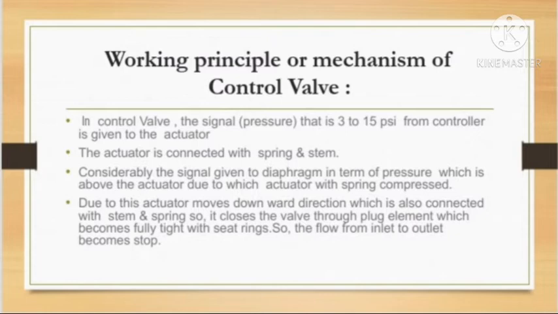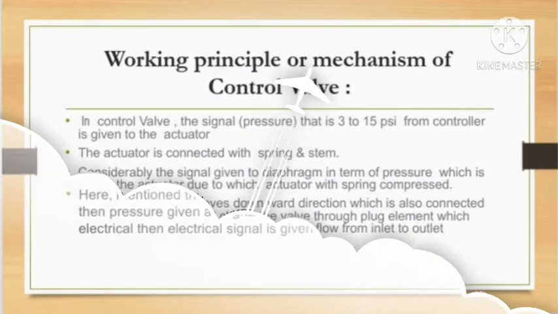Then after, the signal is given to diaphragm which is above the actuator, due to which it compresses the actuator spring. In another way, inside the control valve, stem motion obtains in downward direction due to actuator spring compressed. As a result, plug mounted with a stem restricts the flow of fluid from inlet to outlet in control valve. So we can say that the control valve is in closed condition.